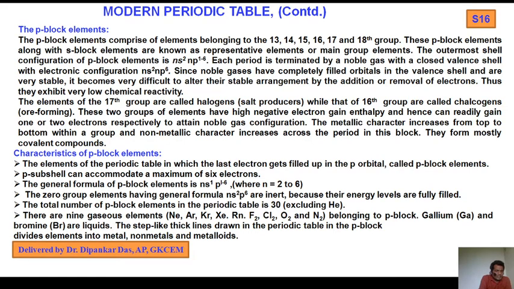So elements of group 17 means, if you see fluorine, chlorine, bromine, iodine, astatine, this is the halogen group, and chalcogen group means oxygen, sulfur, selenium, tellurium, polonium. So these are group 16. These two groups of elements have high negative electron gain enthalpy. Again, electron gain enthalpy will be discussed later.